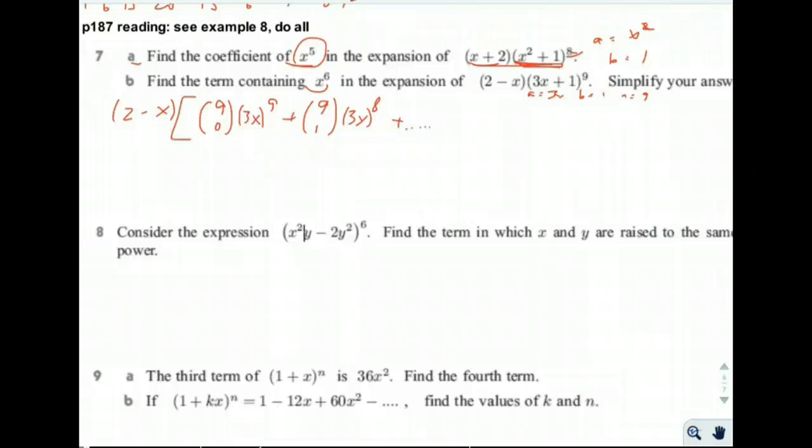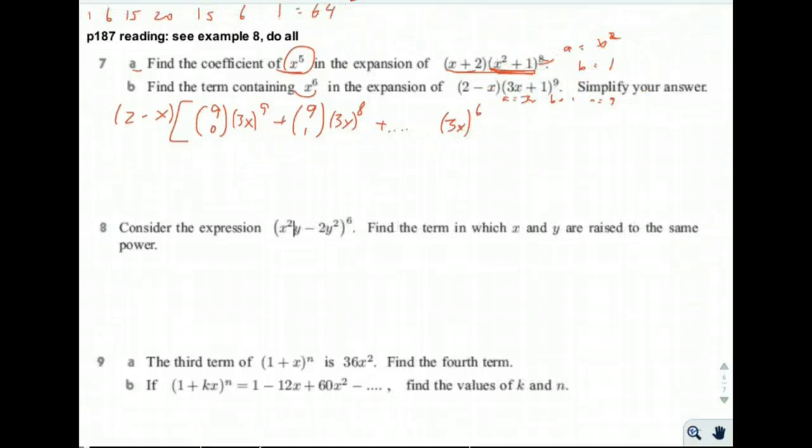And then eventually we would get to the one that's close to x to the 6th. So let's do, for example, the x to the 6th term. So that would be 3x to the 6th, and then the coefficient would be 9 choose 3, right? Because the 6 comes from n minus r, so 9 minus 3. And then the next term would be 9 choose 4, 3x to the 5th.